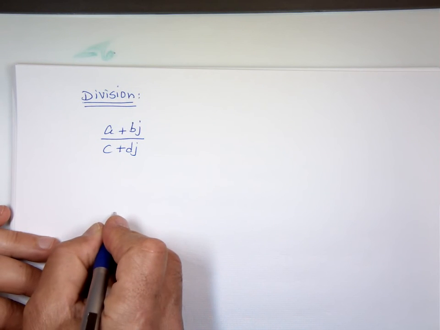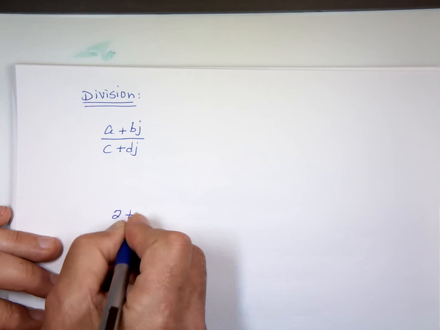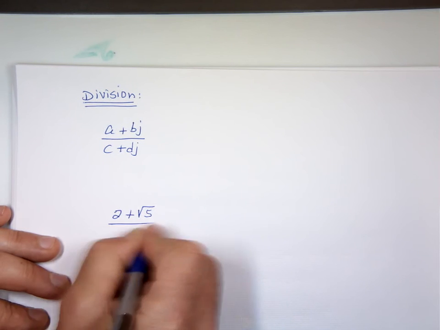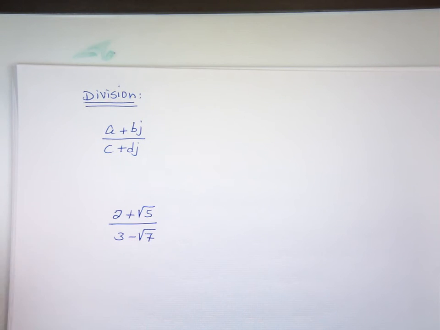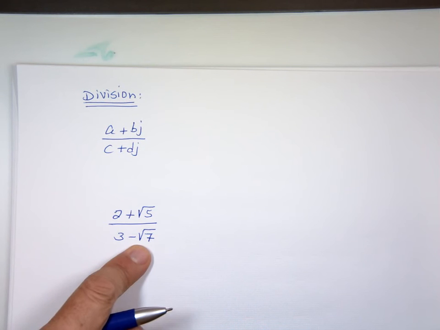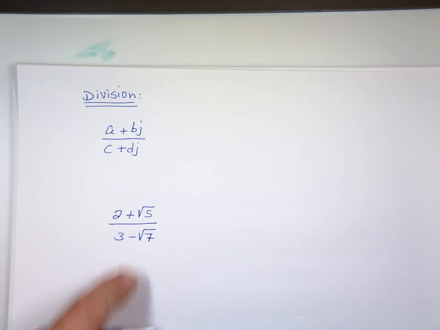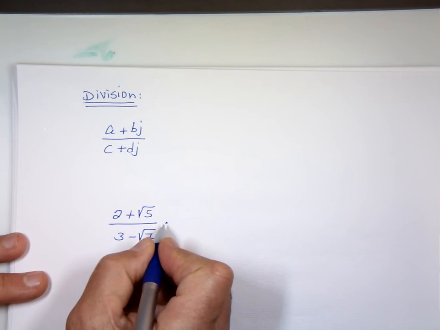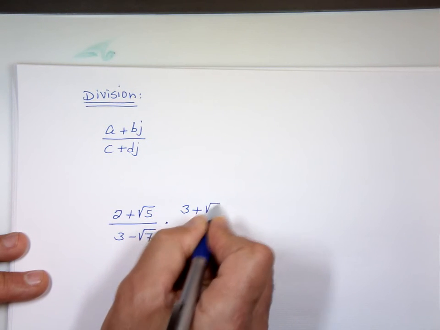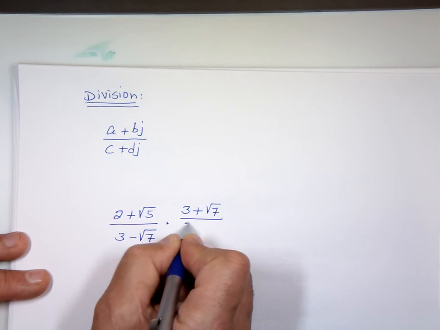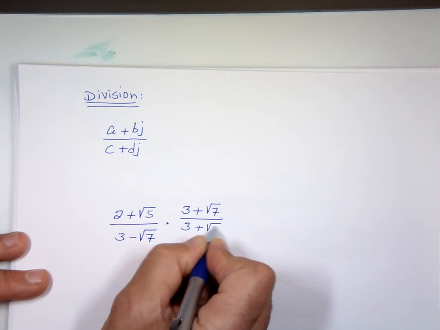If you had 2 plus the square root of 5 divided by 3 minus the square root of 7. And if I said to you, rationalize the denominator, rationalize, that means what? Don't use square roots in the bottom. So what do you do to get rid of that square root in the bottom? Multiply it by what? You multiply by the conjugate, right? We used to say the conjugate. And we switch that sign.